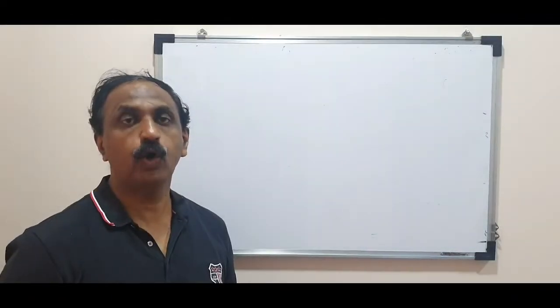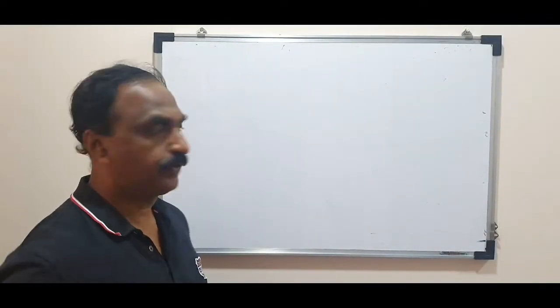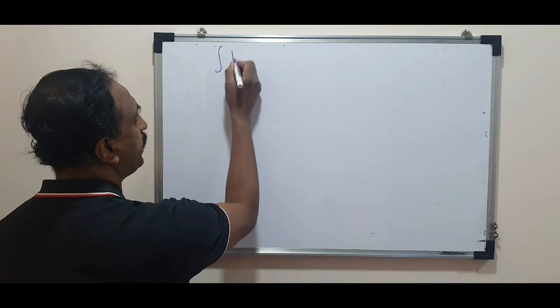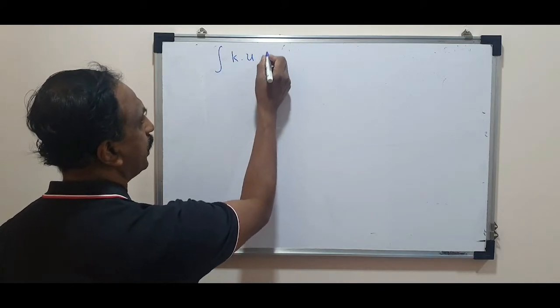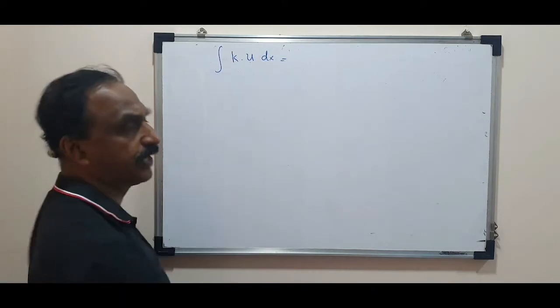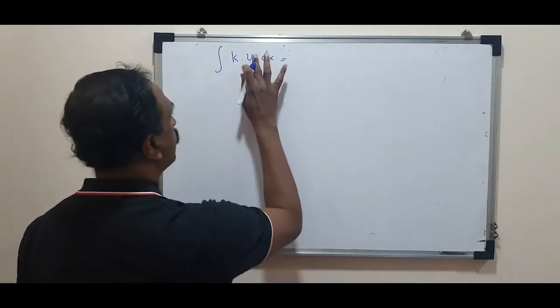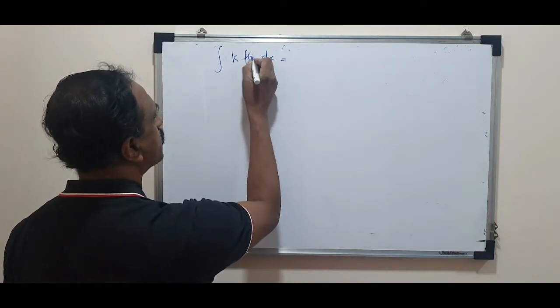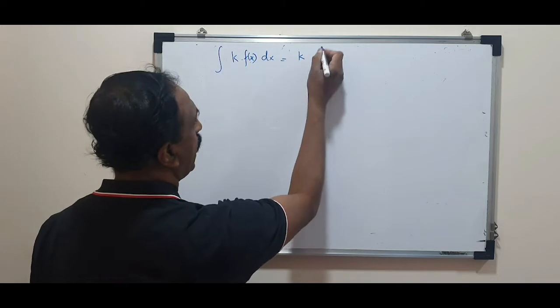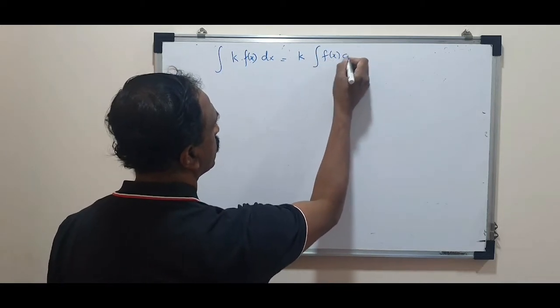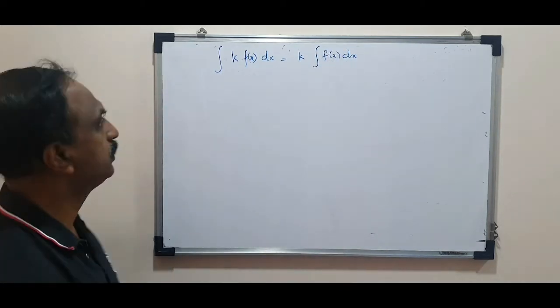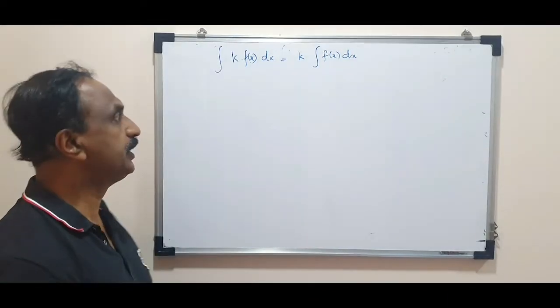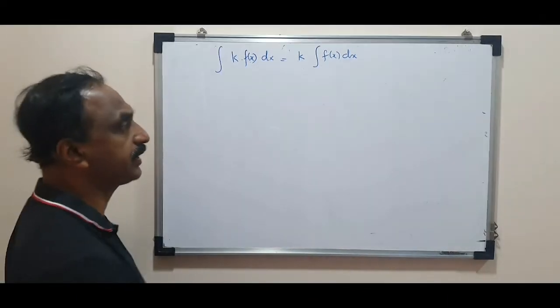We will take different operations in integration. For example, if a constant is there with a function, how to integrate? Let u be a function of x. Okay, I'll do one thing. Instead of u, I'll write f of x. So remove the k outside and integrate the function. This is the first rule. If a constant is present with a function, remove the constant outside and integrate the function.